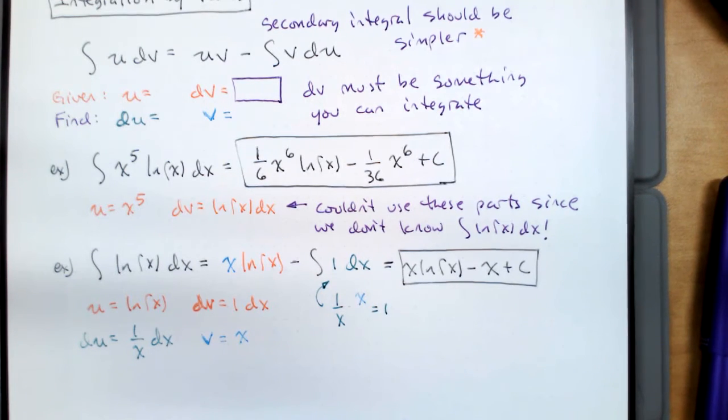Now, at this point in our calculus careers, if we wanted to go back to that x to the 5th natural log of x and integrate it the other way, we absolutely can. Because at this point, we now know that the integral of natural log of x is x ln x minus x.